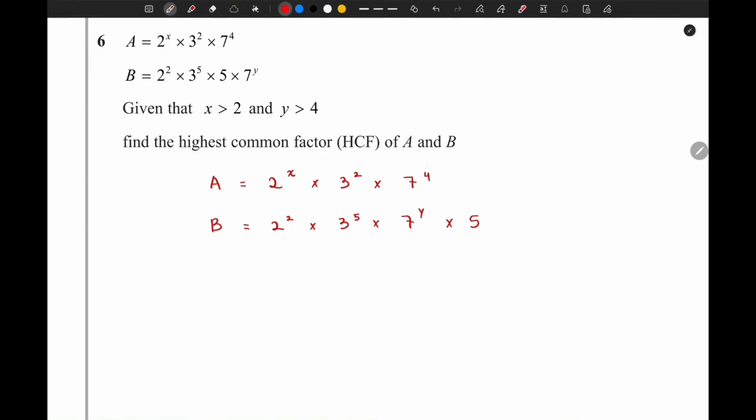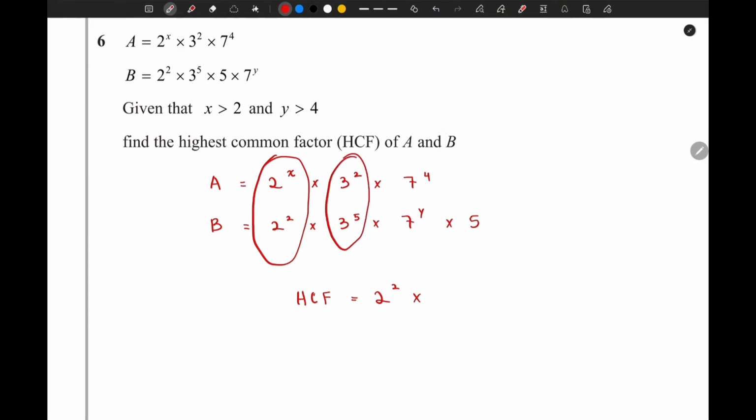Now we are given an information, that x is greater than 2. So let's look at this first. Since x is greater than 2, the common thing in between them, let's assume that x is 3, will be 2 to the power 2. So we need to take this value, 2 to the power 2. You just need to take the least value when finding out the HCF.